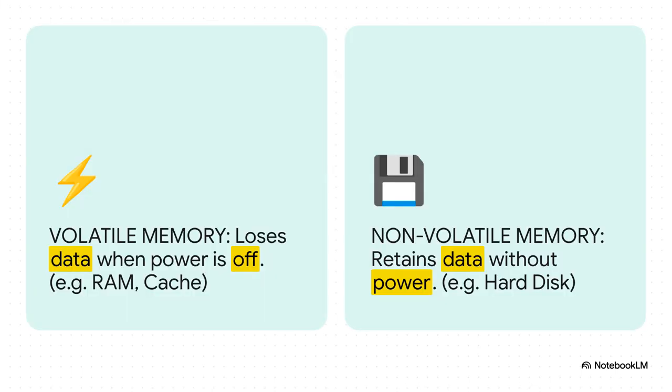Now, this core divide brings up another super important idea, volatility. Volatile memory, like RAM, is temporary. Think of it as a workspace that gets completely wiped clean every single time you shut down your computer. Non-volatile memory, on the other hand, is your permanent storage. It holds onto your files even when the power is completely off.